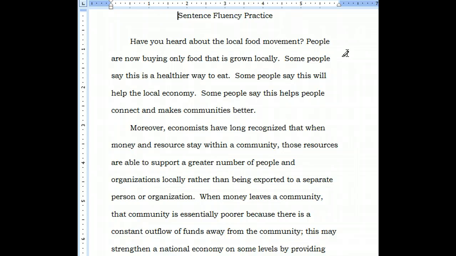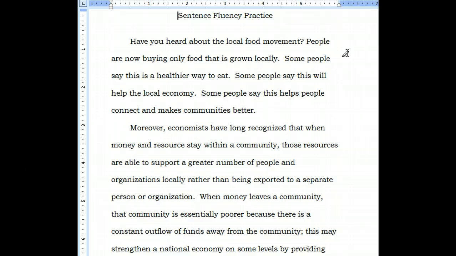So in our first paragraph we have: You heard about the local food movement? People are now buying only food that is grown locally. Some people say that this is a healthier way to eat. Some people say this will help the local economy. Some people say this helps people connect and makes communities better. Okay, we've got some decent information here. We definitely would want to recommend to the student to change some wording because it's a little bit too repetitive. But we just want to look at our sentence fluency.